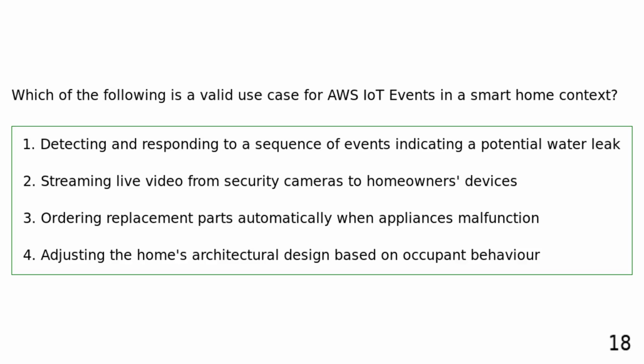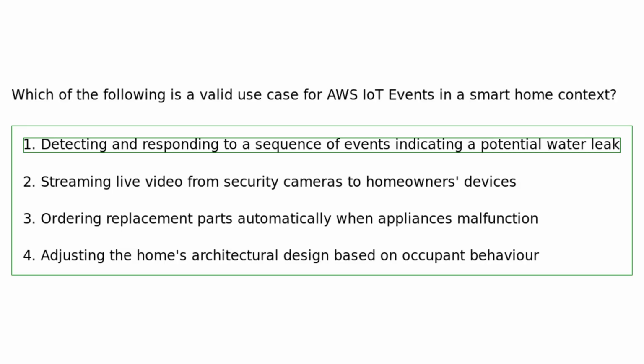Detecting and responding to a sequence of events indicating a potential water leak. Streaming live video from security cameras to homeowners' devices. Ordering replacement parts automatically when appliances malfunction. Adjusting the home's architectural design based on occupant behavior.